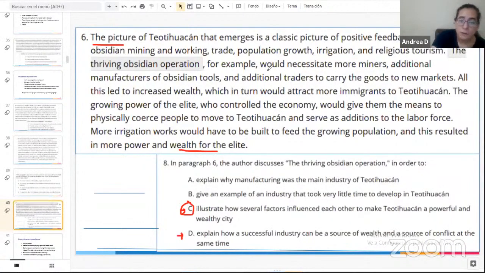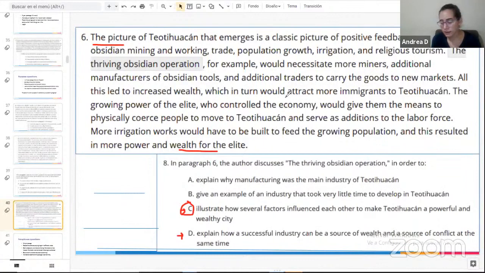So the thriving obsidian operation would necessitate more miners, and that would necessitate more manufacturers. And then in turn, that would attract more immigrants, and this would cause this and this and that. So it's like a big chain of events, all leading to the growth of Teotihuacan. So that's what the idea of this paragraph is.